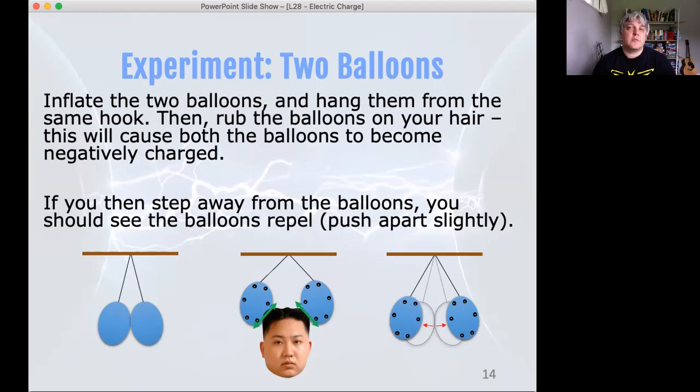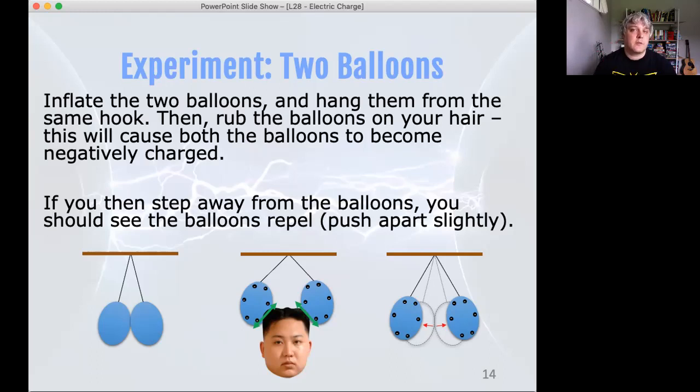You just get two balloons, you inflate them, and you hang them from the same hook so that when they just hang, they will be touching, they'll bounce into each other. Then you rub them both onto your hair and cause them both to become negative. Your hair will become positive, but we don't really care about your hair at this point. What we care about is the balloons both having the same charge, both being negatively charged. And you then move away and let the balloons go, and the balloons will not fall into each other. They will not touch. They will repel each other slightly.